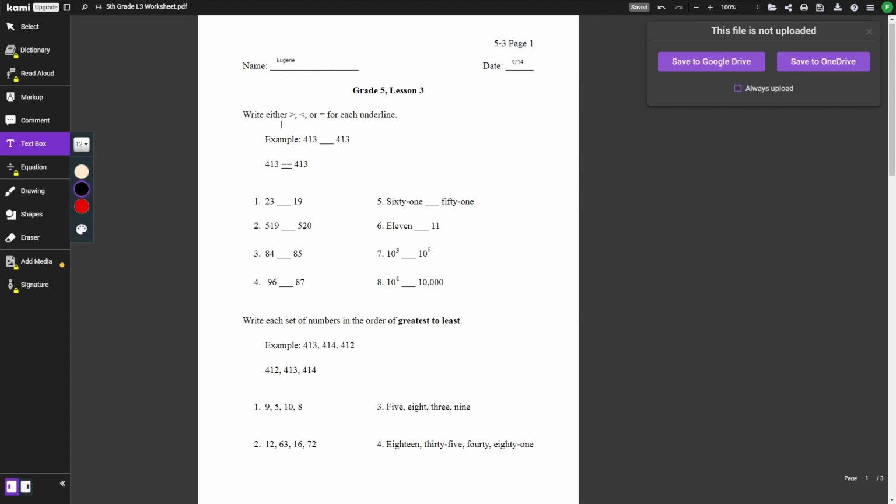Write either greater than, less than, or equal to for each underline. For example, 413 equals 413. We know that 23 is greater than 19, and the open end of the greater than or less than symbols always face the greater number. So we can say here 23 is greater than 19.